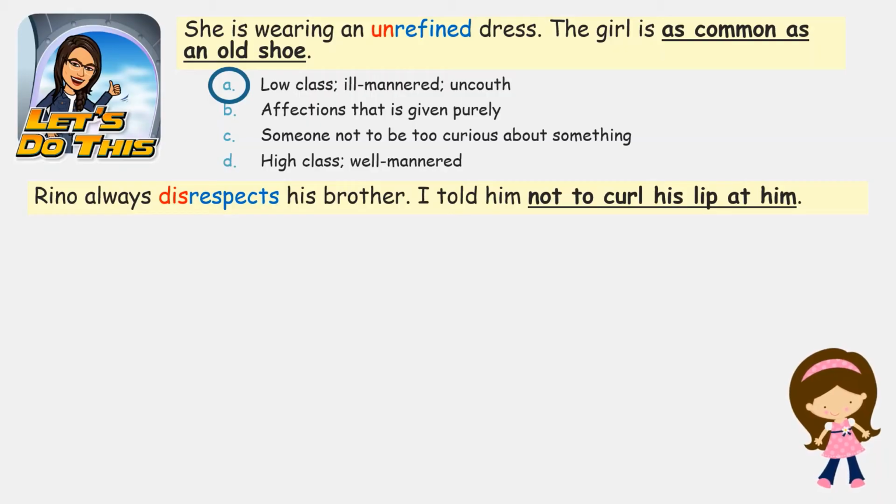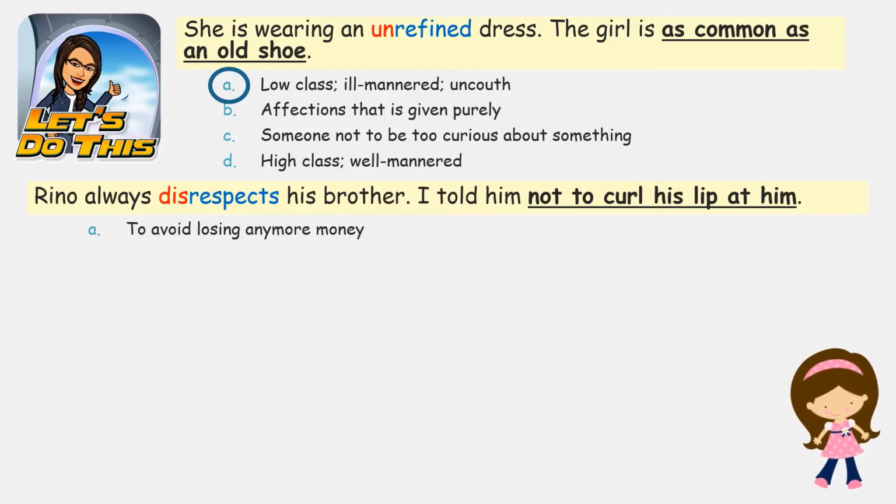Reno always disrespects his brother. I told him not to curl his lip at him. And the clue that we have, disrespects. What do you think is the correct answer?